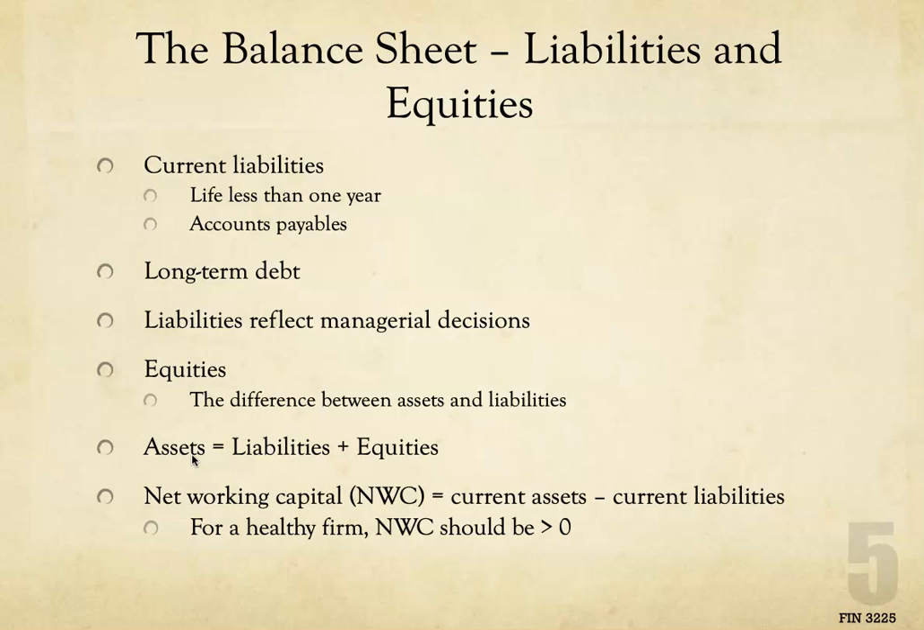Among the items, we have a very important measurement to look at called the net working capital. Net working capital is a short-term measurement. It's the current assets minus current liabilities. Current assets, we expect to turn into cash within a year. Current liabilities, we expect to pay within the year. So for a healthy firm, we want to have enough cash to pay our bills.